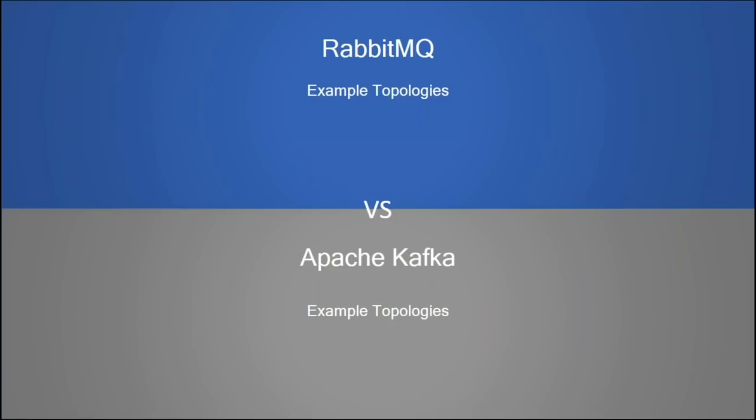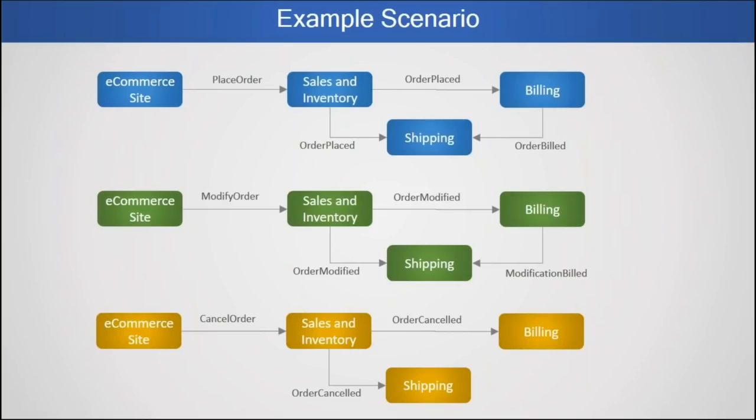Okay, so enough of the building blocks. Now we're actually going to build something, and we're going to get to see how the exchanges and the topics look. So we have an example scenario where we have 4 applications. We have an e-commerce site, a sales and inventory service, a billing service, and a shipping service.